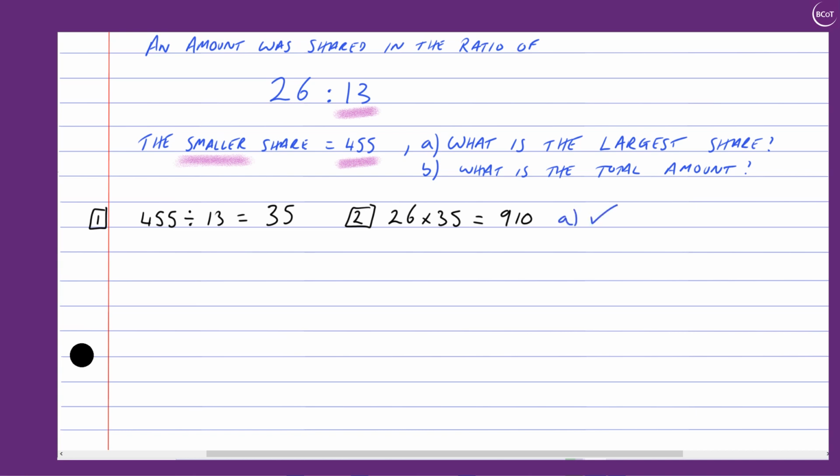So that is part A done. We've got the largest share, which is 910's worth of whatever the stuff is. So the new ratio of stuff, like I said, is 455 to 910. They've both been multiplied by 35 to get to those bigger numbers. Part B, what is the total amount of stuff? Well, it must be the smaller share added to the larger share. So that's 455 plus 910, and that's 1365.